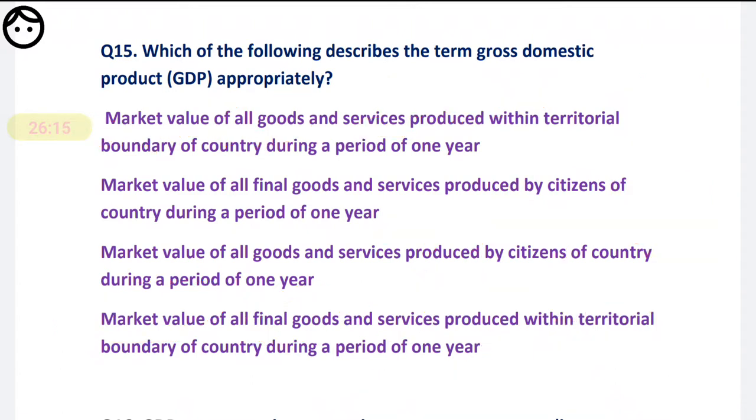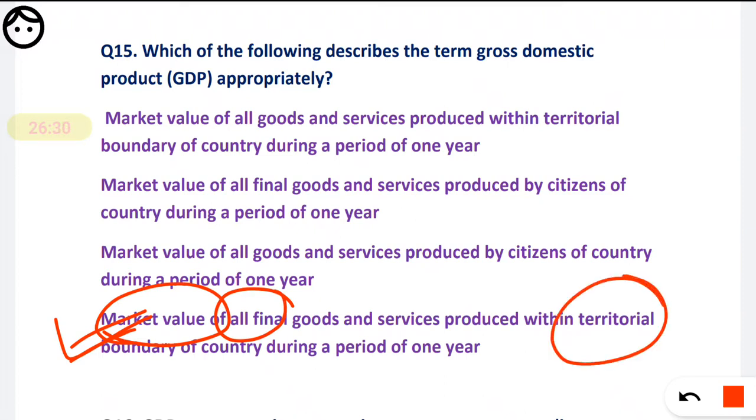So see how the question can be framed. Most wisely you have to read the question and mark the last option as the correct option. I repeat, GDP stands for market value of all final goods and services produced within a territorial boundary during a defined period, say 1 year.